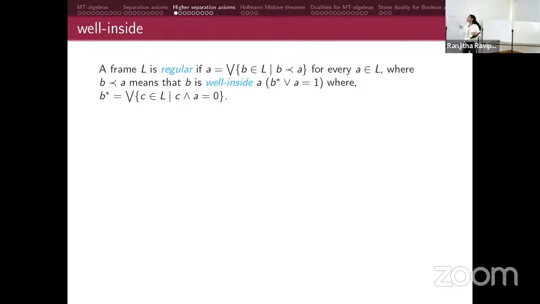So we'll start off with what the well inside relation is. A frame L is regular if all the elements of the frame are joins of elements B such that B is well inside A. What I mean by well inside is we say B is well inside A if the pseudo complement of B joined with A is 1. Here star is the pseudo complement. B star should have been the join of all the elements C such that C meet B is 0. This is called the pseudo complement of B.